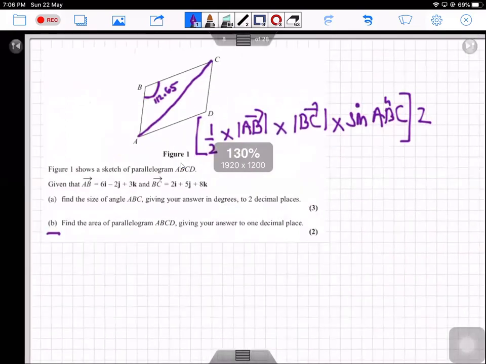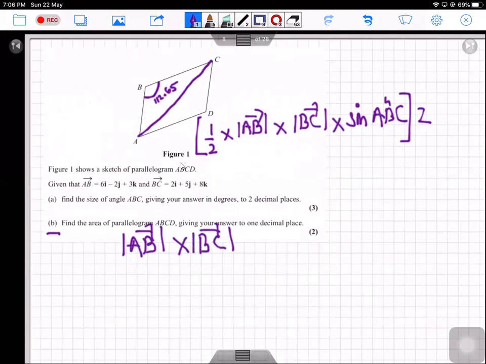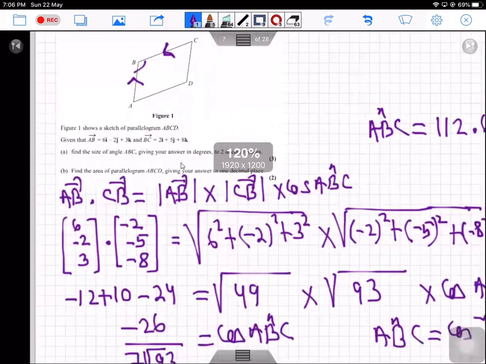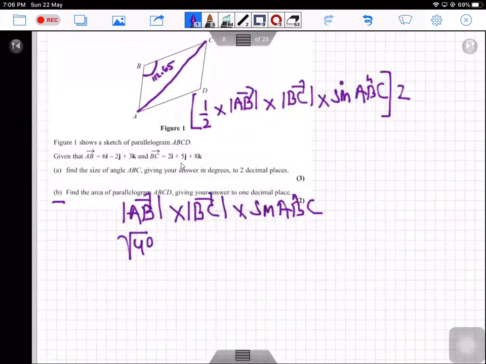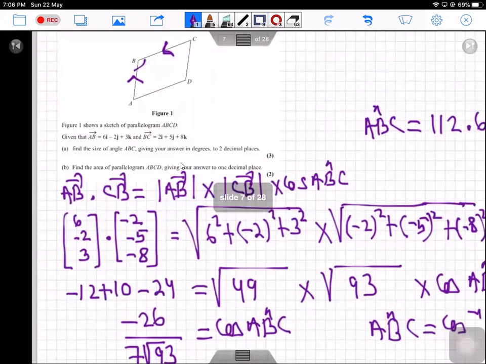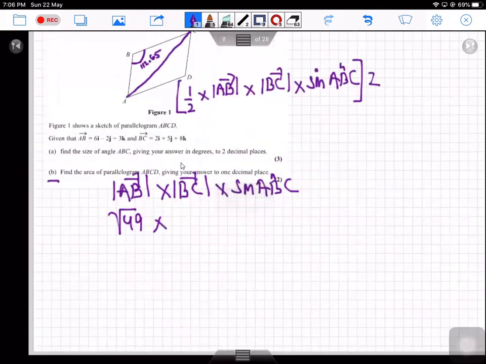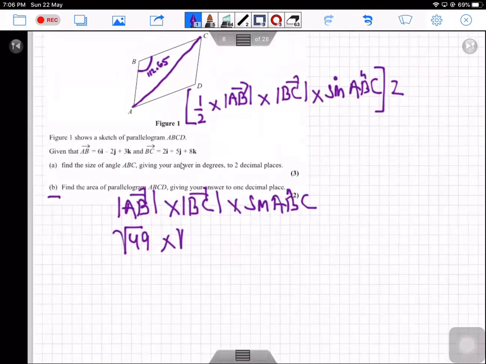So our formula for the area of the parallelogram is just the magnitude of vector AB multiplied by the magnitude of vector BC multiplied by sine ABC. As simple as that. So the magnitude of vector AB is the square root of 49, which is 7, and the magnitude of vector BC would be exactly the same as the magnitude of vector CB, so that is the square root of 93. So the square root of 49 multiplied by the square root of 93 multiplied by sine 112.65 will give us the area of the parallelogram.